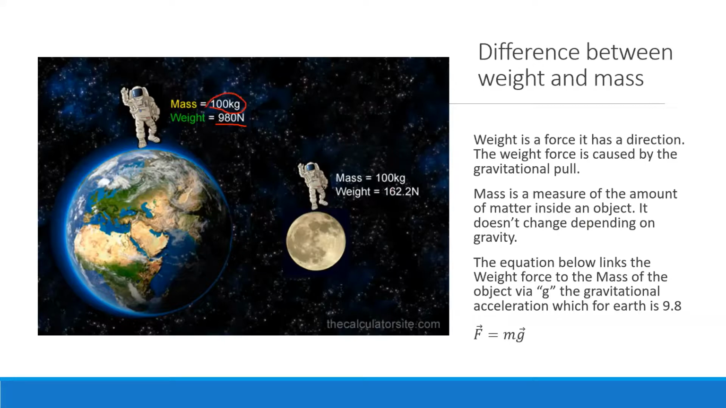If you go to the sun, if you go to the moon, then your mass will still be 100 kilograms because it's a measure of the amount of stuff inside of you, or a measure of the amount of matter inside of you. The amount of matter is governed by the amount of atoms, which is governed by the amount of protons and neutrons. So that's why your mass doesn't change. You're not changing the amount of protons and neutrons inside of you as you go from the Earth to the moon.